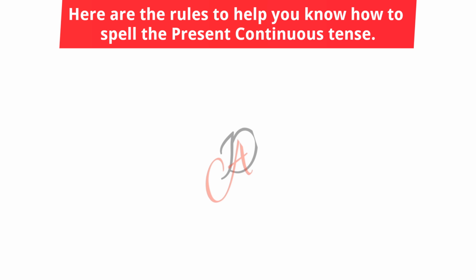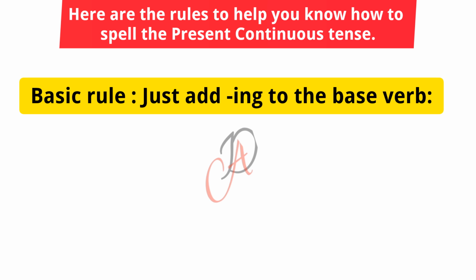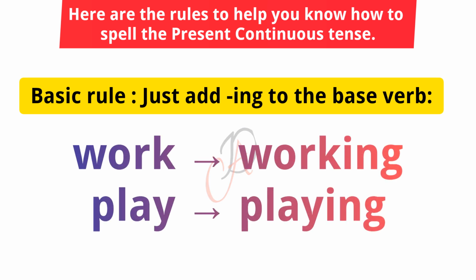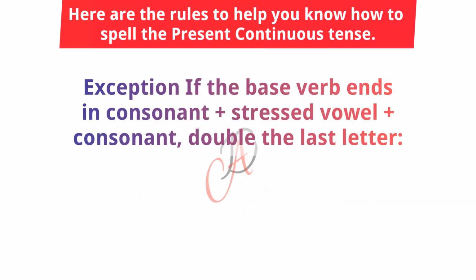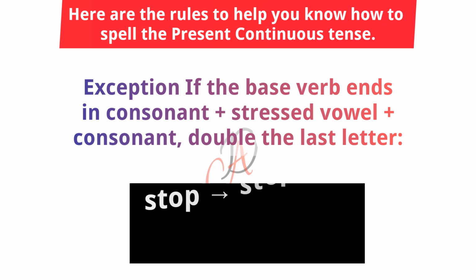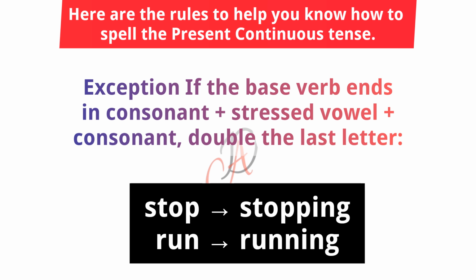The first one is the basic rule, just adding ing to the base verb. For example, work, working, play, playing. The next one is an exception. If the base verb ends in consonant plus stressed vowel plus consonant, double the last letter. For example, stop, stopping, run, running. You can notice that here the last letter P is doubled when making the present continuous tense.